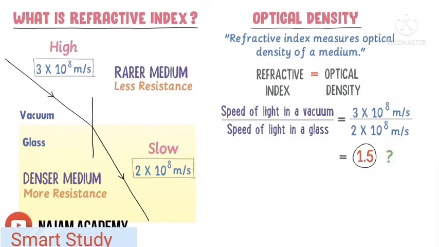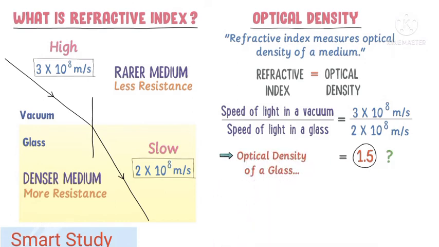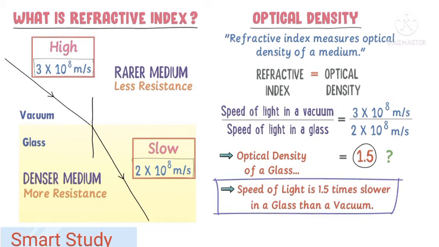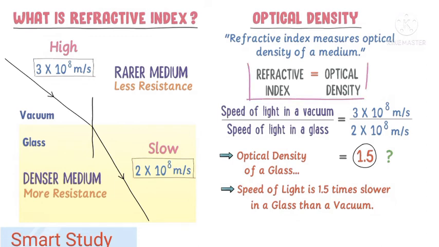What does this 1.5 mean? Firstly, it shows the optical density of a glass relative to vacuum. Secondly, it shows that the speed of light is 1.5 times slower in glass than vacuum. Let me repeat this important point. It shows that the speed of light is 1.5 times slower in glass than vacuum. Hence, we say that optical density and refractive index are the same thing, two faces of the same coin. So this 1.5 is also called the refractive index of the glass.